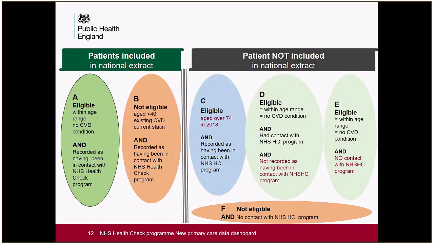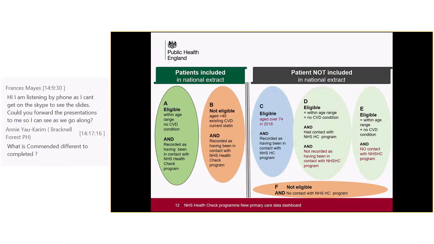Okay, right, so this slide just helps visualise a bit more who is and isn't included in the national extract from an eligibility point of view. So on the left we can see the patients that were included would have been anyone that's recorded with a clinical code as having had contact with the NHS Health Check programme, regardless of whether or not they were technically eligible for the programme. And so there's eligibility conditions around the age and pre-existing CVD conditions.